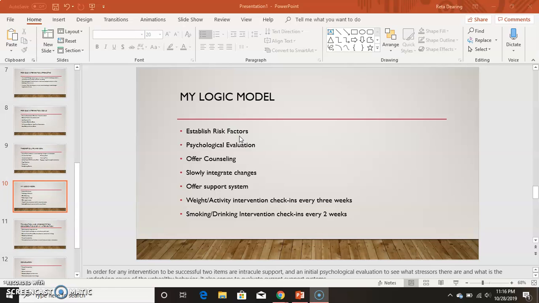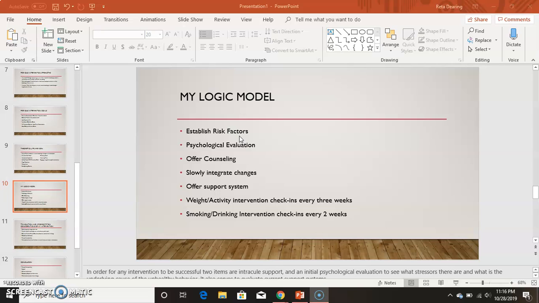What sort of an environment do they have? Do they have strong support? The next step would be to offer counseling. And then we would slowly integrate changes. I think the greatest rate of success we would have is not to toss a billion changes at these people at once. It would be to slowly integrate changes.